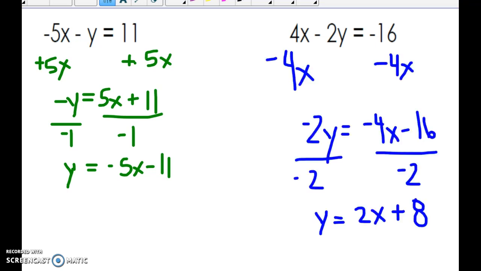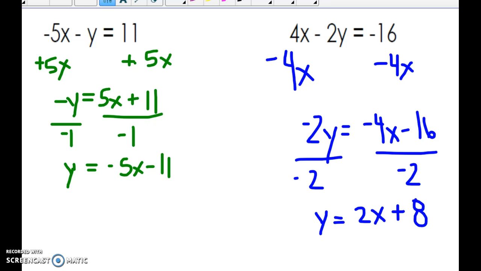When you work through the next example, you need to subtract 4x from both sides. That'll leave you with negative 2y equals negative 4x minus 16. You need to divide by negative 2 on both sides. So negative 4 divided by negative 2 is 2x, and negative 16 divided by negative 2 is positive 8.